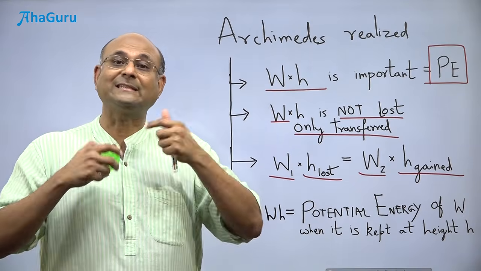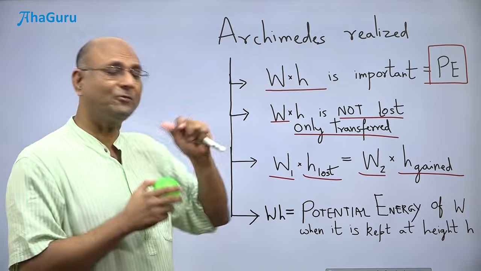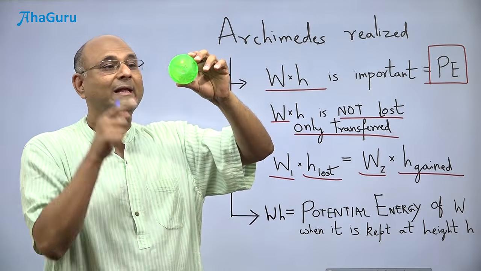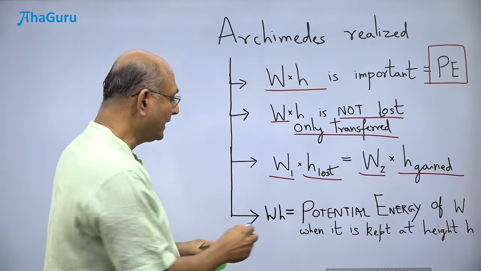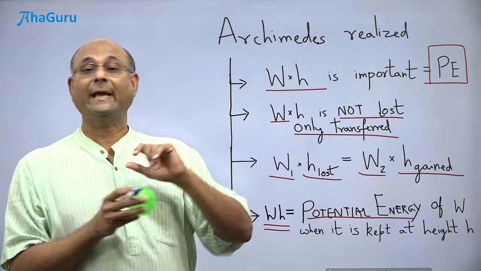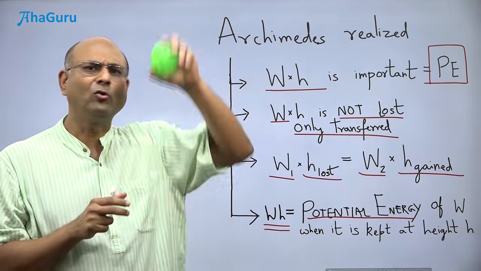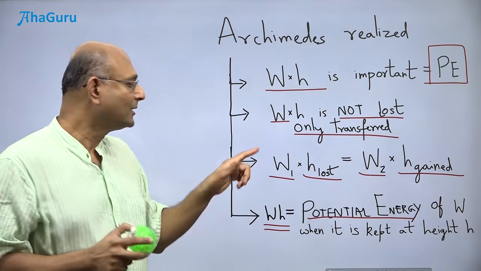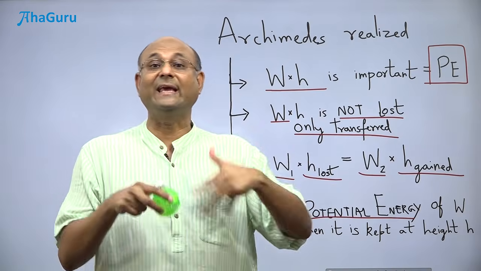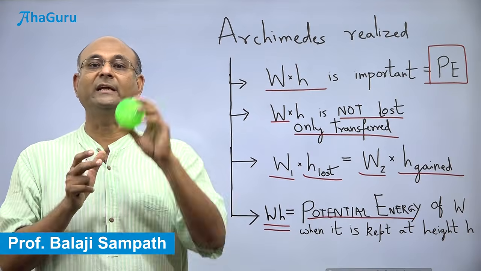But we can then go on to the next idea, which is to talk about the potential energy itself without talking about loss and gain. And that is also weight into height. If I take this ball and keep it at some height from the ground, then I can say it has a potential energy of weight into height. So we can think of weight into height as the potential energy of this object when it is kept at a height h. When it goes down, obviously it has lost it, because the height has come down. But when it loses, it's not lost permanently. It is given to somebody else, that somebody else gains it. So the key concept that we have learned now is that weight into height is the potential energy of an object.